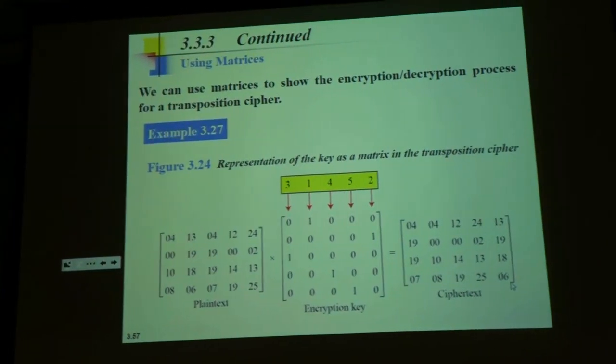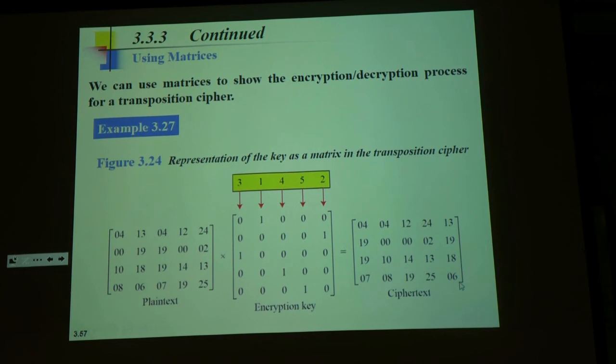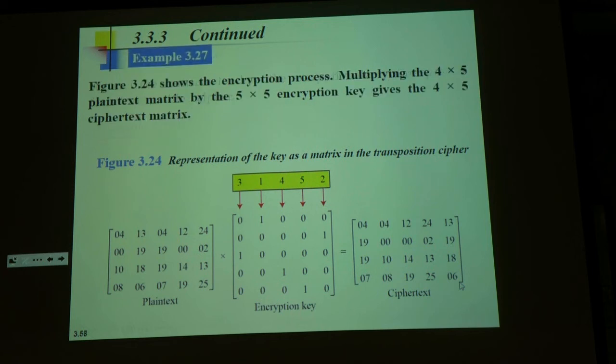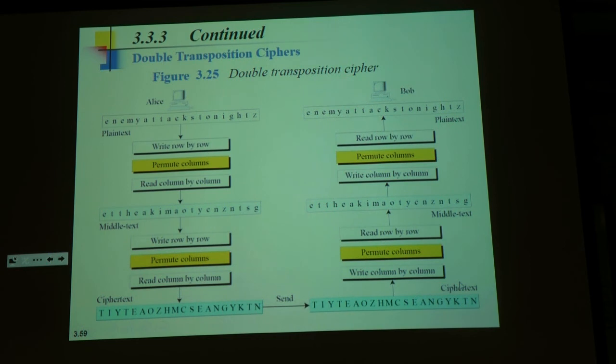Here, for example, you have the plaintext, that's the encryption key, and you multiply them with the cipher key. So we can use matrices to show the encryption and decryption process of a transposition cipher. What will happen is that every row has only one entry, and every column has only one. Anyways, you could take a look at that.